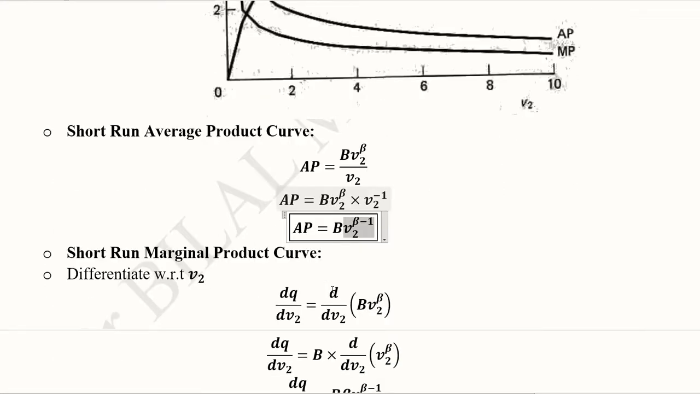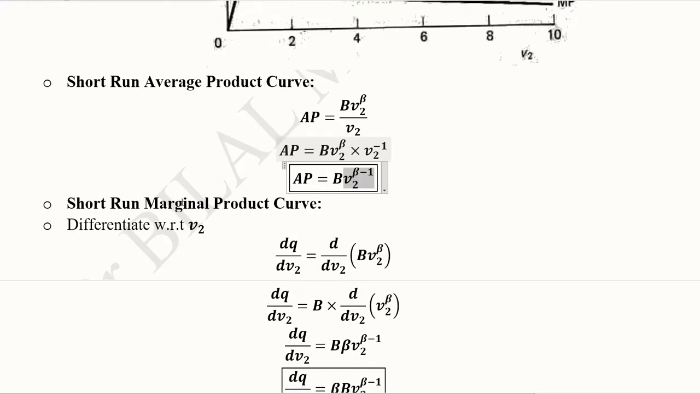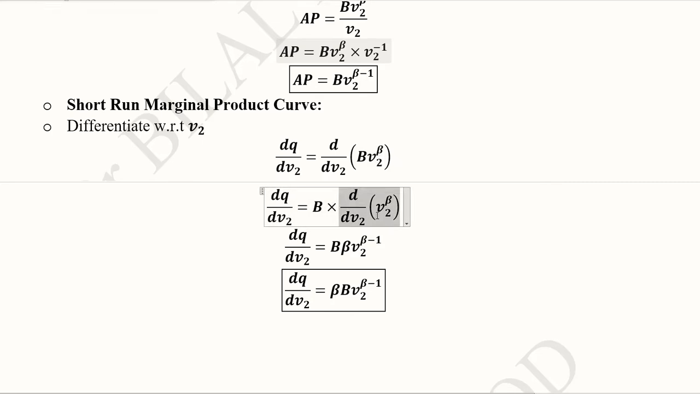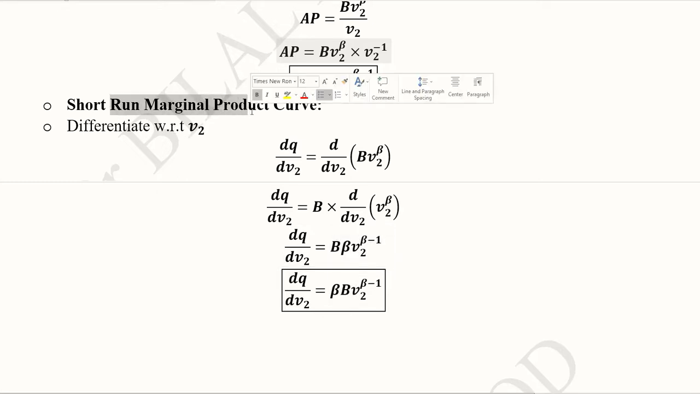In the same way, we can also find out the short run marginal product curve, and for that we consider the variable factor, which is V2, and we differentiate with respect to it. The short run production function is now being differentiated with respect to the variable input, that is V2, and it is easy to calculate the derivative. B will come out as a coefficient, and we will focus on this term, and we will apply the power rule of differentiation, which will give us this result, and this result is now considered as the short run marginal product curve.